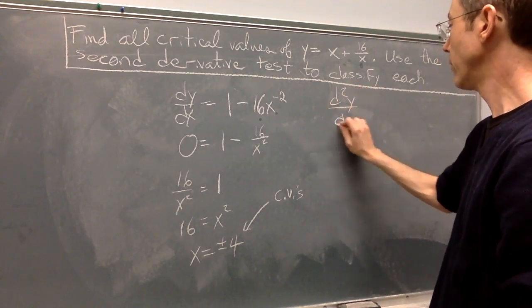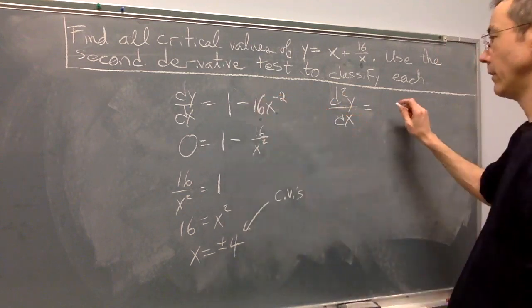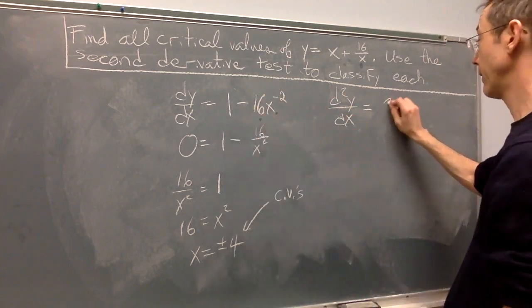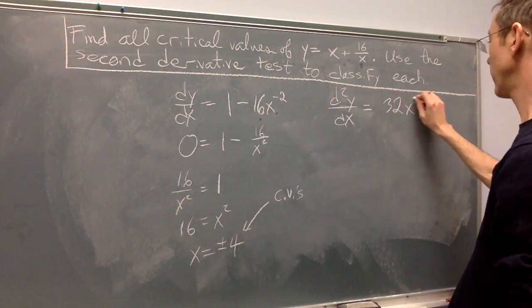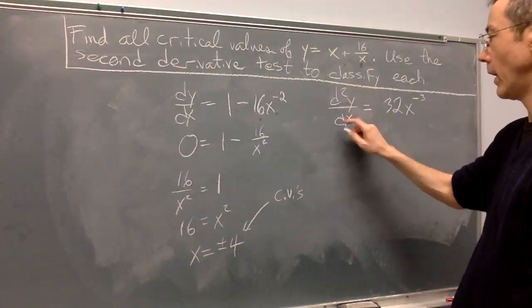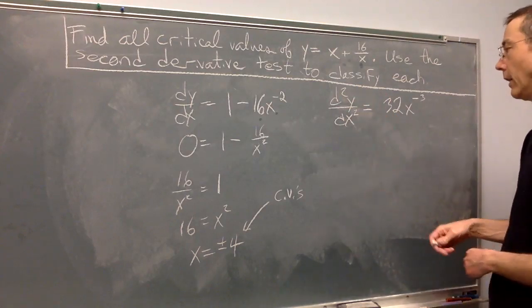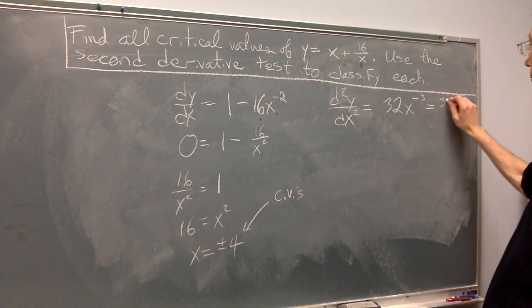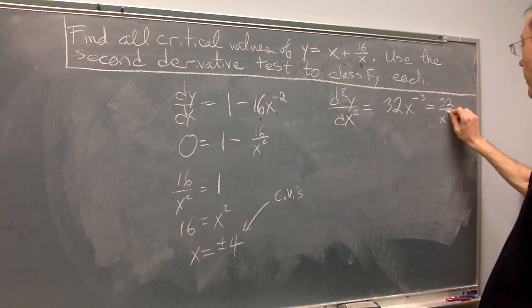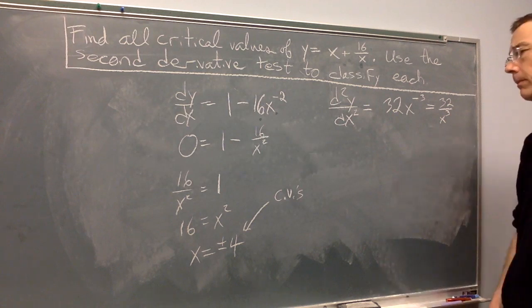So the second derivative here is relatively quick. The negative 2 comes down, and I get 32x to the negative third. That's d squared y over dx squared. Again, it might be helpful just in terms of our intuition to rewrite that as 32 over x cubed. Doesn't make a huge difference.